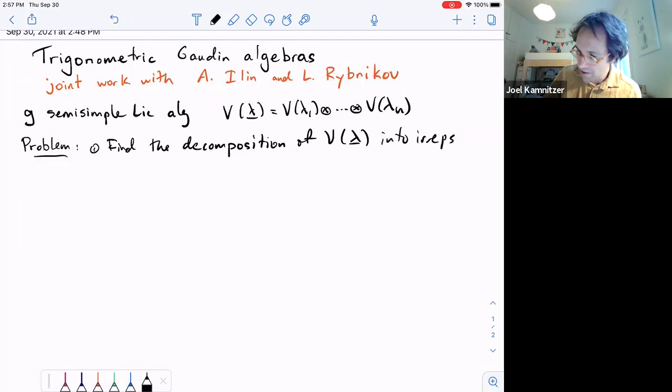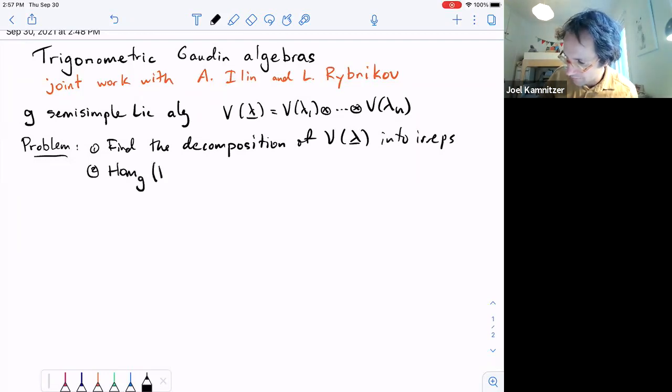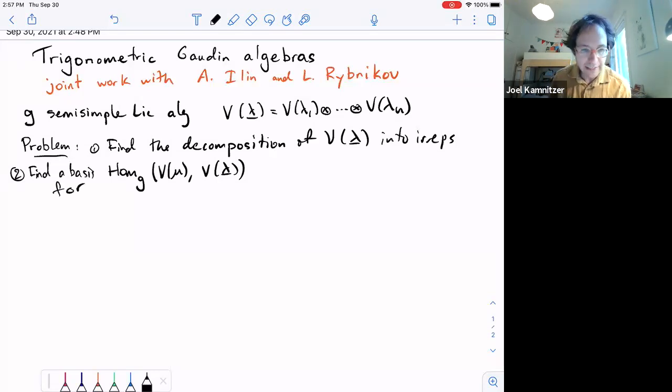So one way you could do this is to find a basis for each Hom space into the tensor product. So we consider Hom over G from some other irreducible V mu into this tensor product. And, whoops, I forgot all the other words. So step 2 is to find a basis for this space.